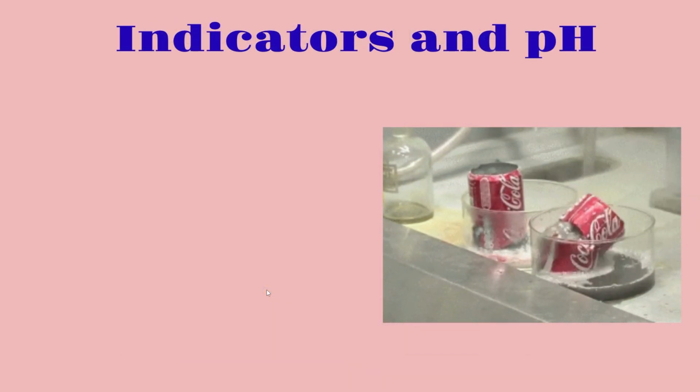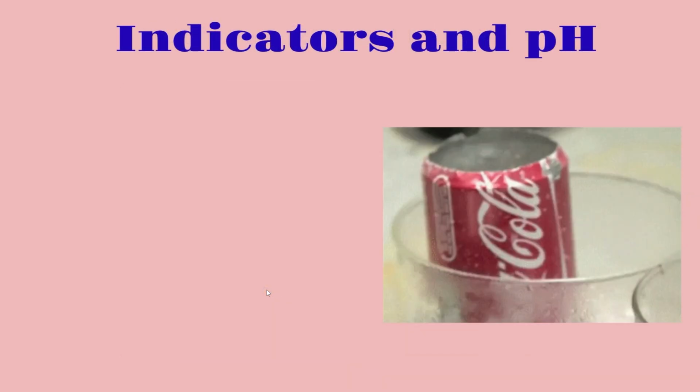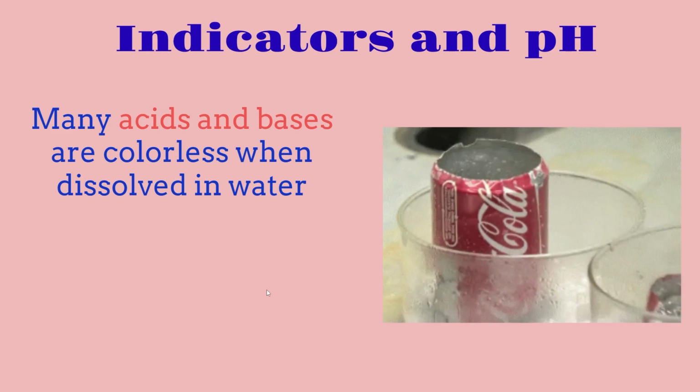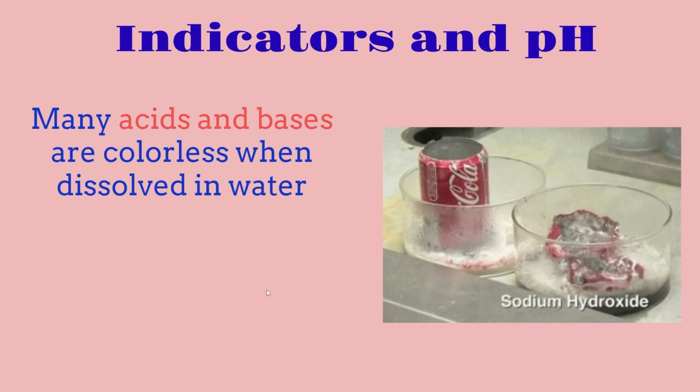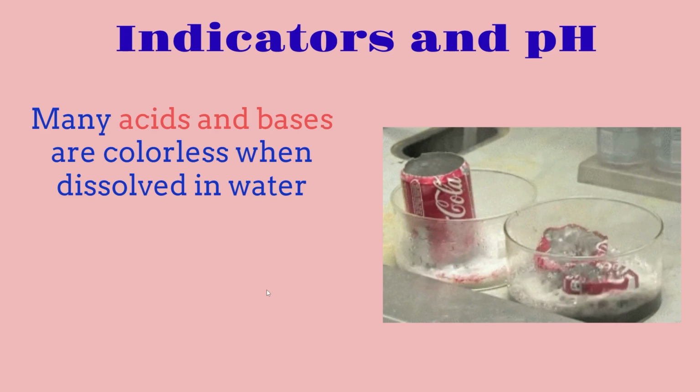So moving on, now we're going to talk about indicators and also pH. So many acids and bases are colorless when they're actually dissolved in water, so that means you can't really see them.